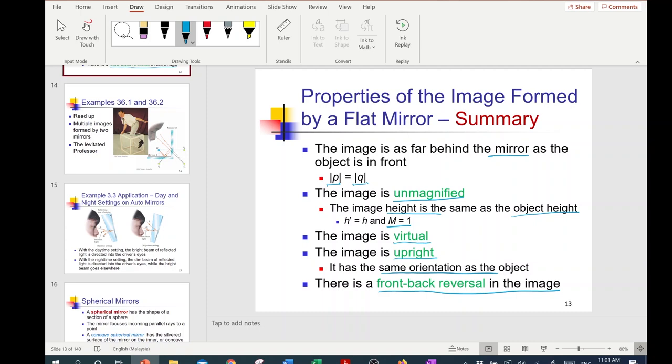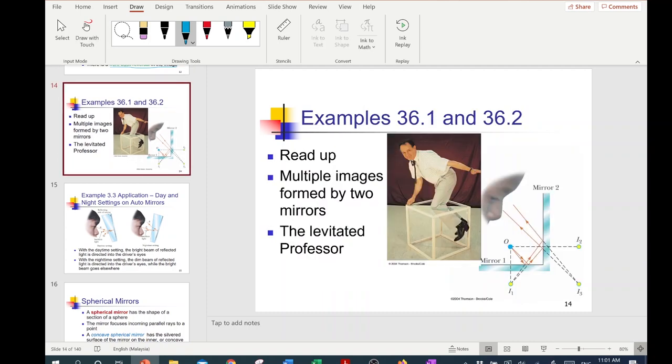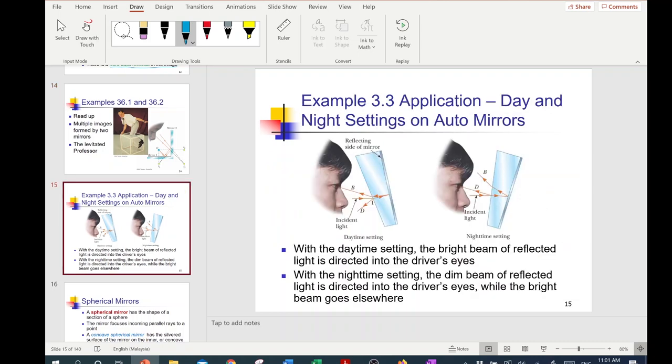That's all for the discussion about images from a flat mirror. Now you can take a look at the example of how we can produce a levitating person by using a mirror trick, and the application of the day and night setting on an auto mirror. If you check your car, the reflecting mirror on top of the car has a daytime setting as well as a nighttime setting, and it uses the properties of the mirror so as not to affect the driver if there is a high headlamp beam from the driver at the back.